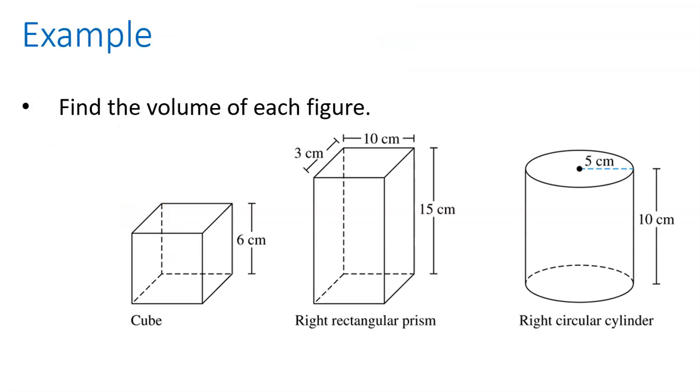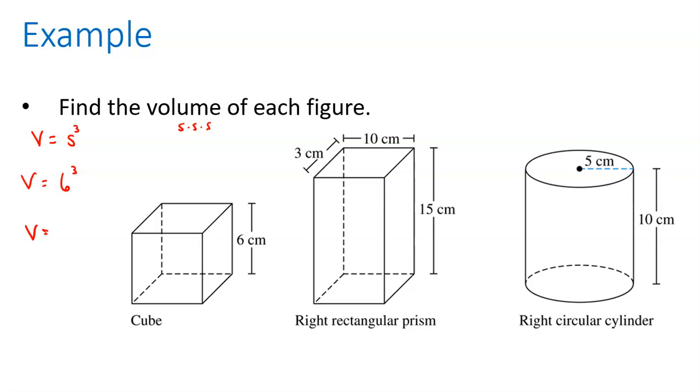All right, so let's try a couple of these. I want to find the volume of each of these objects. Well, the cube is easy, right? Because if the cube has a height of 6, then every side is 6. So the volume of a cube is just the side cubed. I could think of it as area of the base times the height, except the area of the base is side times side, and the height is also the same length, so side times side times side, side cubed.